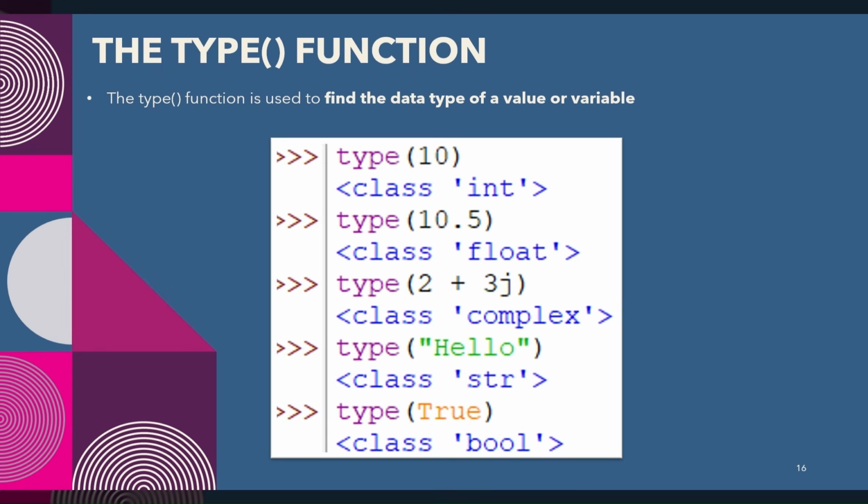2 plus 3j is complex. Hello written in double quotes is string. Type of true is bool for Boolean. So this type function is used to find the data type of a value or variable in Python.